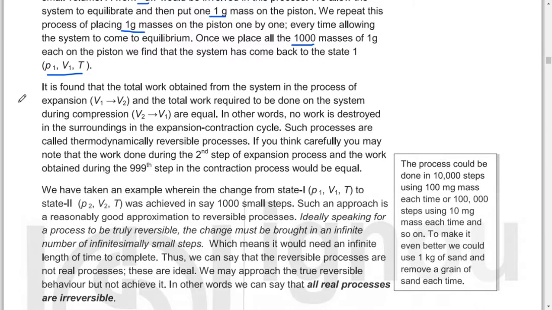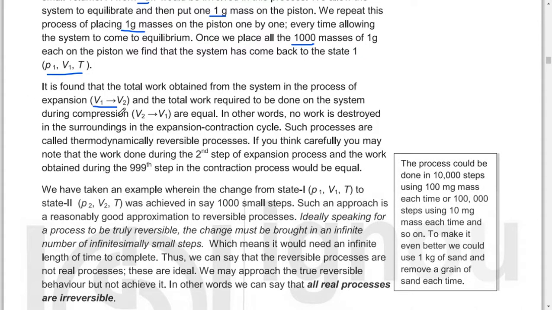It is found that the total work obtained from the system in the process of expansion V1 to V2 and the total work required to be done on the system during a compression V2 to V1 are equal. In other words, no work is destroyed in the surroundings in the expansion contraction cycle. Such processes are called thermodynamically reversible processes.